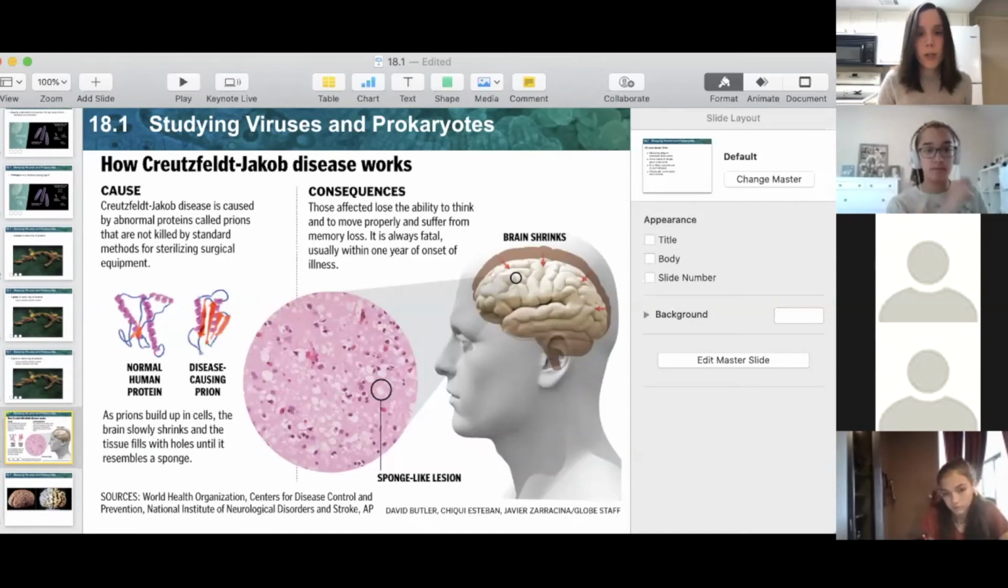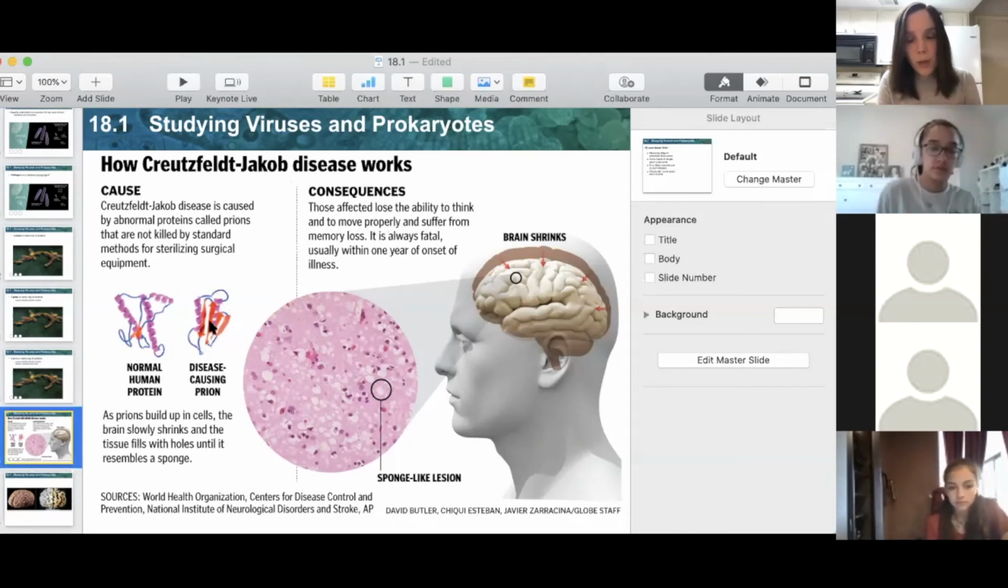So one infection from a prion is Creutzfeldt-Jakob. We can see on here that a normal protein looks like this, but a prion is misshapen and the protein looks like this. You don't need to write this down. It's just for your information. So don't worry about writing down what you see on here.